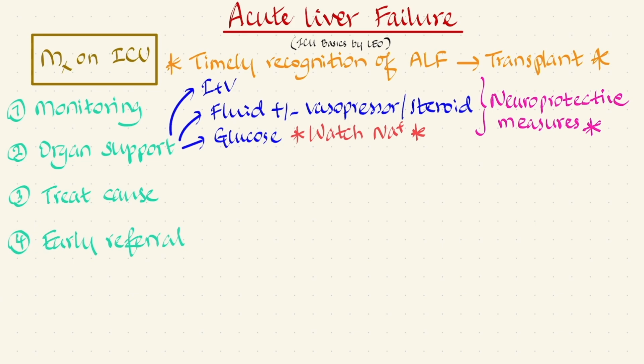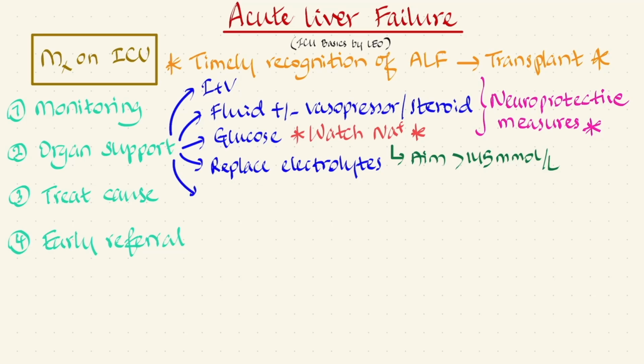Electrolyte imbalance should be treated with appropriate replacement, and sodium level should be aimed above 145 mmol per liter. Consider hemofiltration in patients with severe metabolic acidosis and uremic encephalopathy. Fluid balance should be kept neutral. We should start nutrition in liver failure patients as soon as possible. Dietitians should be involved to calculate the optimal protein intake suitable for the patients.